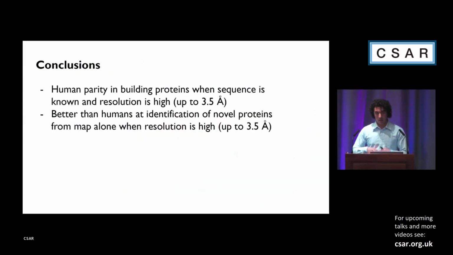And so I'd like to conclude now that basically we were able to get to human parity in building proteins when the sequence is known and the resolution is high, up to 3.5 angstrom. But now we're much better than humans at identifying new proteins from the map alone when the resolution is high, again, up to 3.5 angstrom. As the resolution goes down, it's much harder to build.